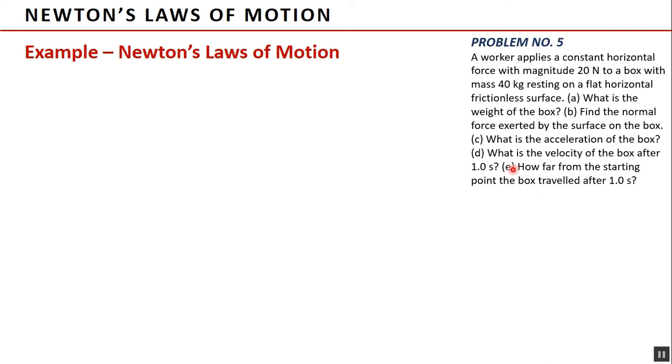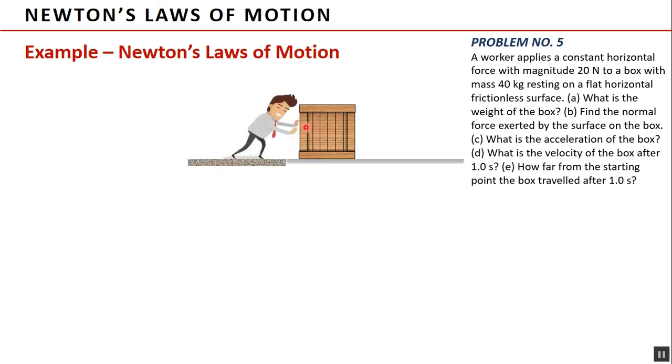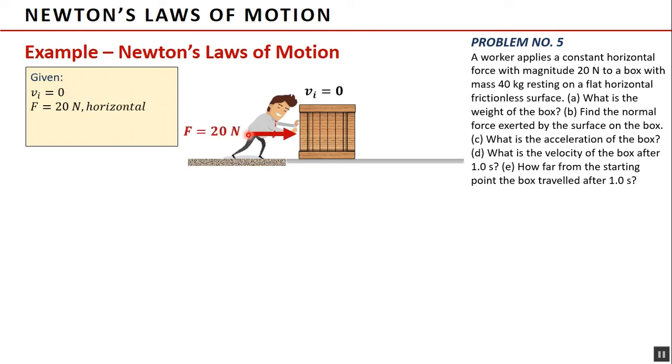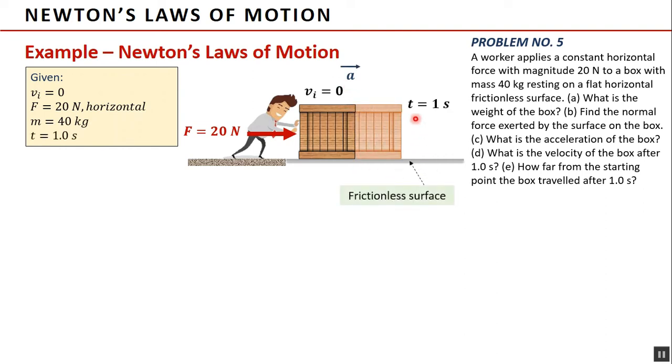So let us analyze first the problem by providing illustration. So this is the worker. And this is the box, initially resting on flat horizontal frictionless surface. So the initial velocity, v sub i, is 0. The worker applies horizontal force of 20 newtons. And therefore, the box of mass 40 kilograms will definitely accelerate, especially since the surface is frictionless. So 1 second later, it gains velocity, v sub f.